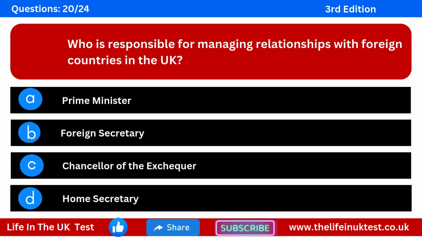Question 20. Who is responsible for managing relationships with foreign countries in the UK? Option A, Prime Minister. Option B, Foreign Secretary. Option C, Chancellor of the Exchequer. Option D, Home Secretary.